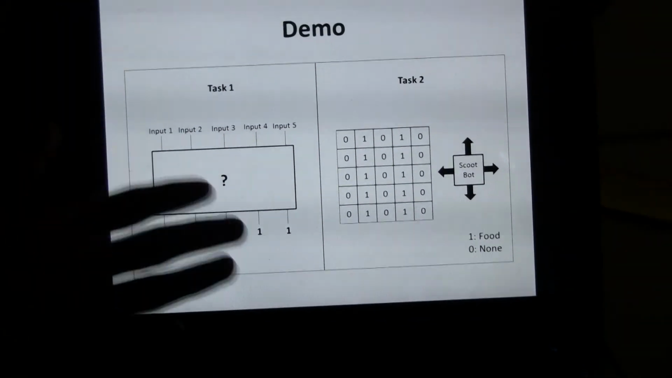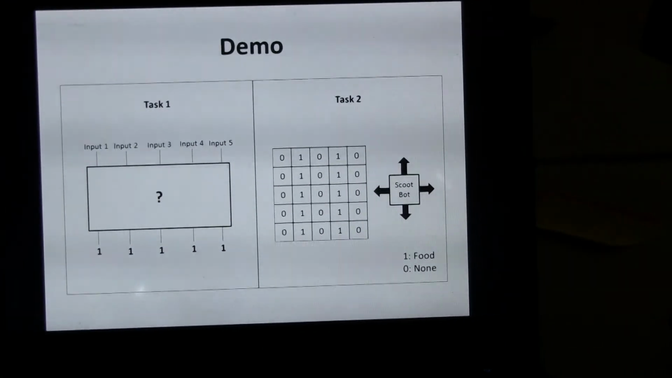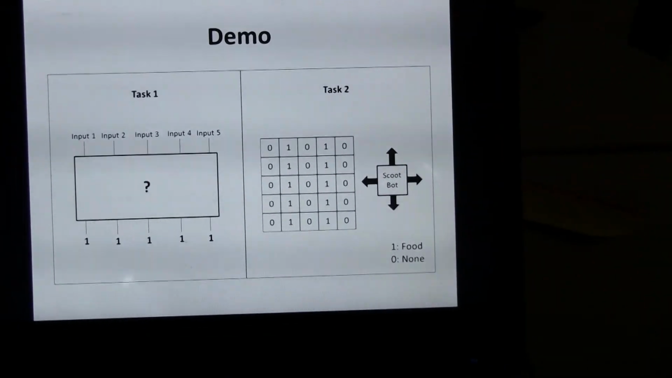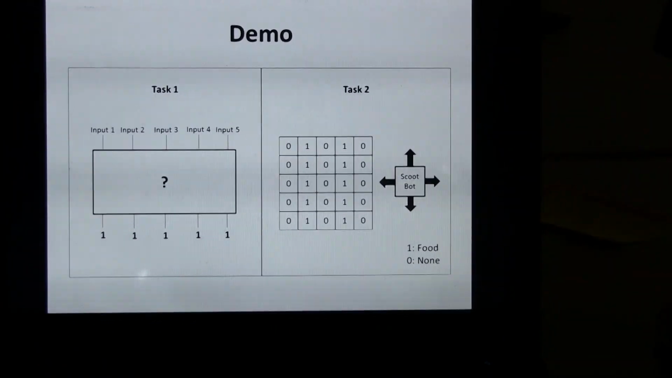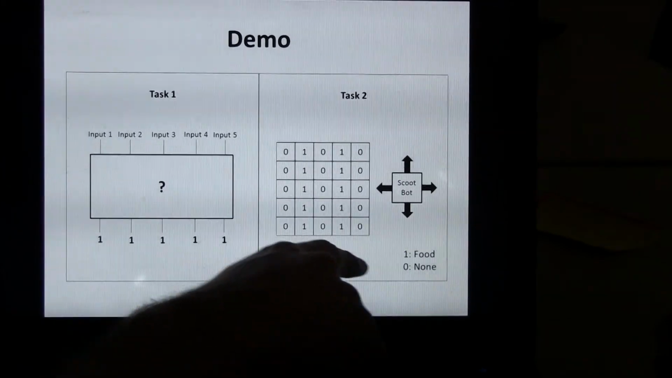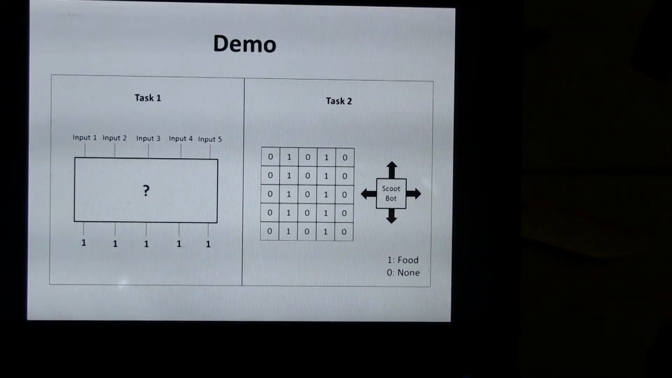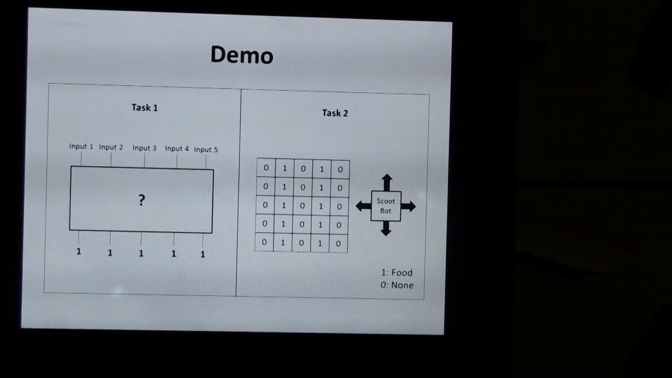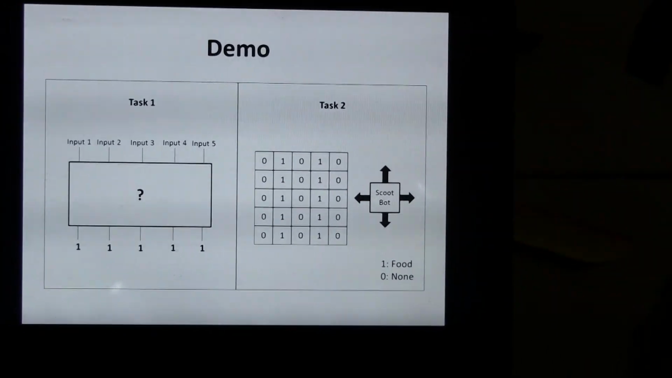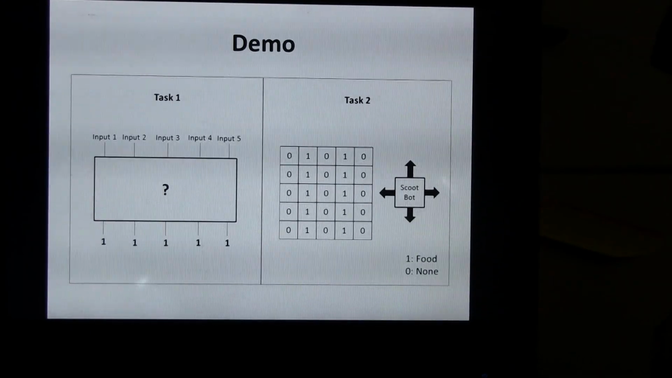And so we have a scootbot here, whose goal is to pick up as much food on this grid as possible with a fixed number of steps. It can start here, and it sees the world around it as inputs. It sees the 4 neighboring squares, and as outputs, it says whether or not it wants to move in each of those directions.